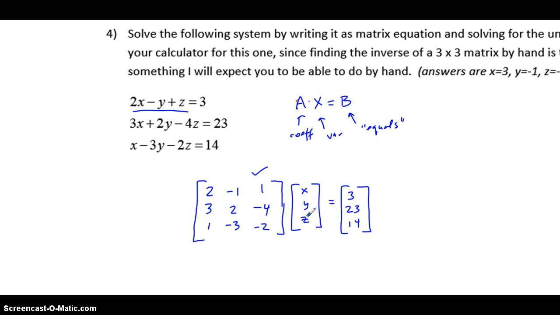And then to solve this, we just need to get the variable matrix by itself. We're just going to left multiply by the inverse to get rid of it. We want to get rid of the inverse over here, so we're going to go ahead and do that.